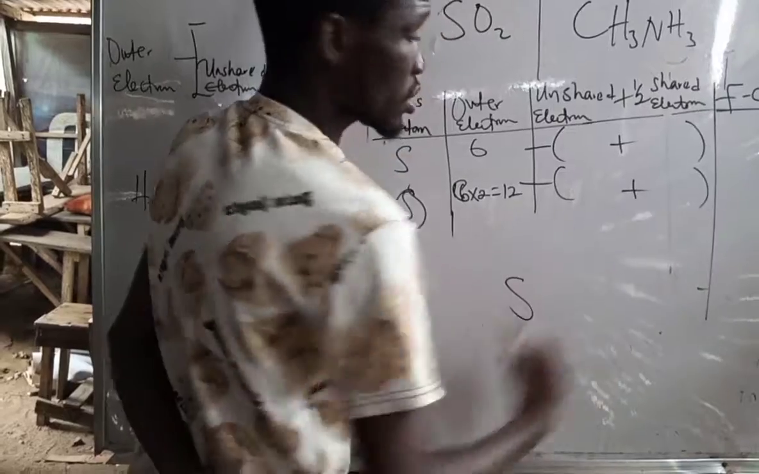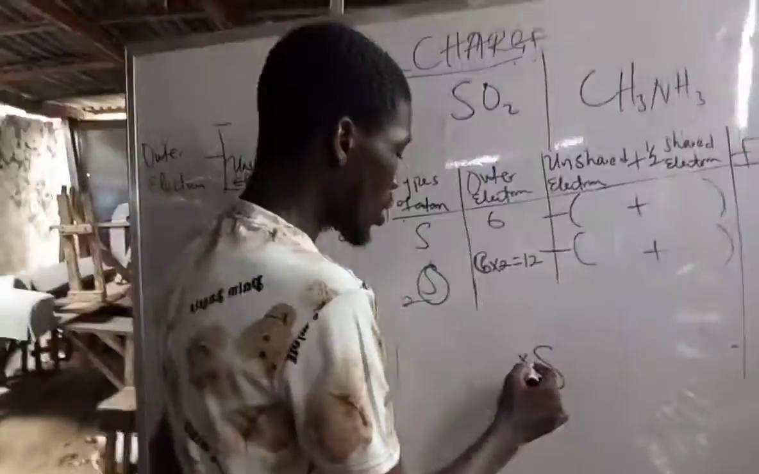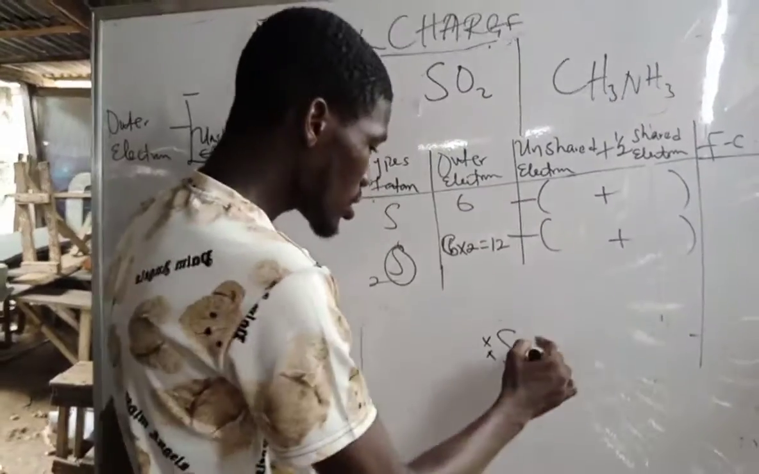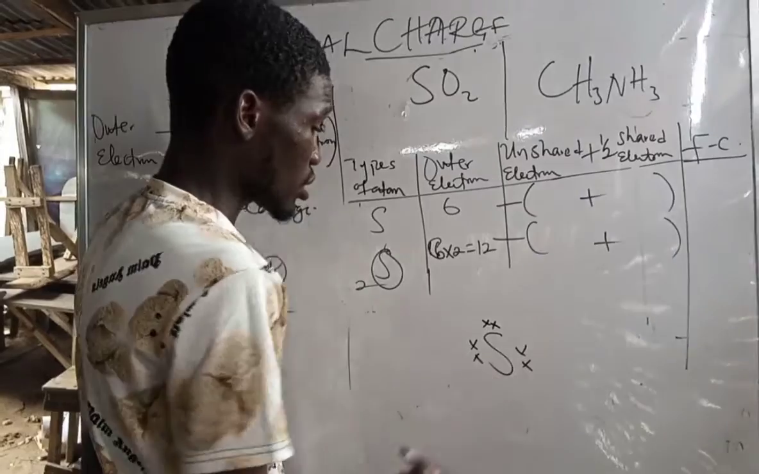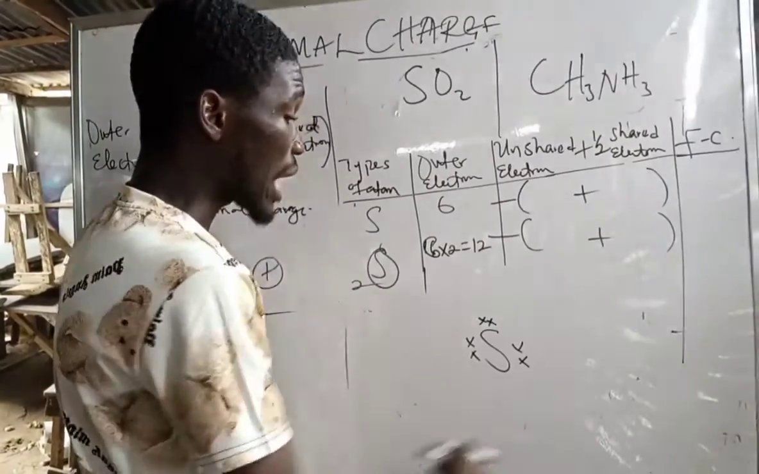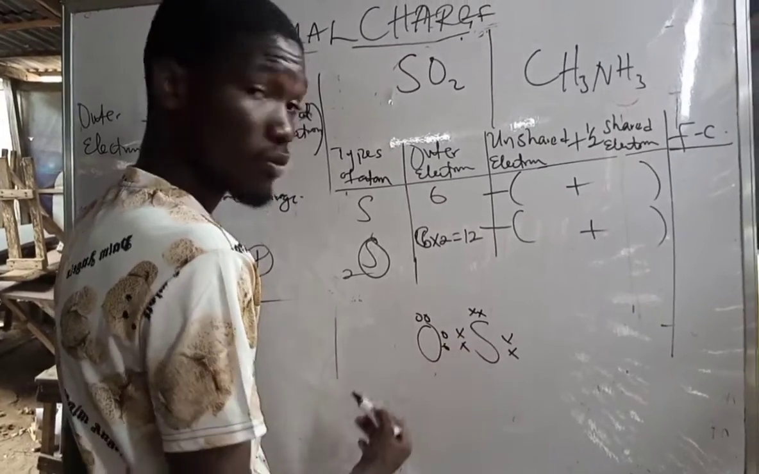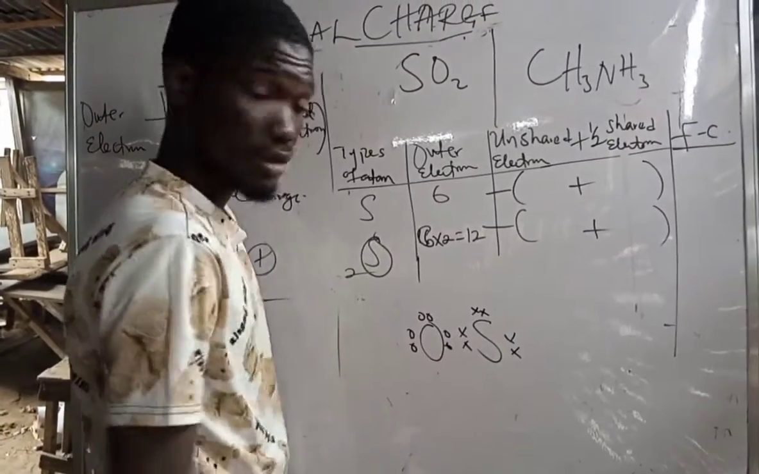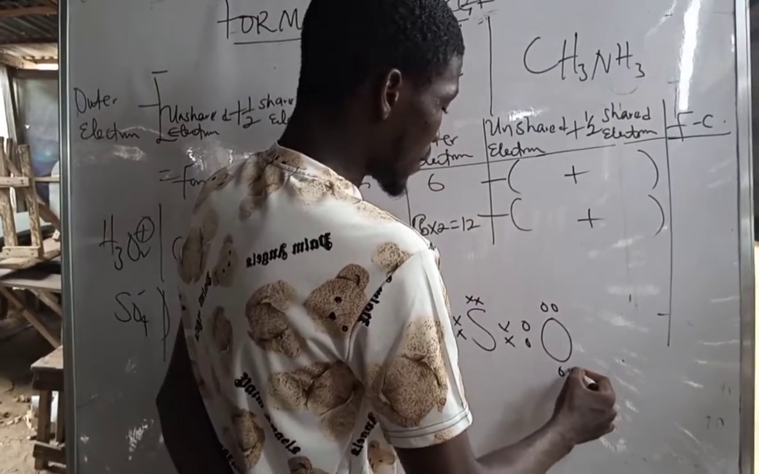Very, very simple. So the outer electron is what? 6. So I can say that I have 1, 2, 3, 4, 5, 6. I can leave it like this. So my oxygen is what? 1, 2, 3, 4, 5, 6. This 1, 2, 3, 4, 5, 6.